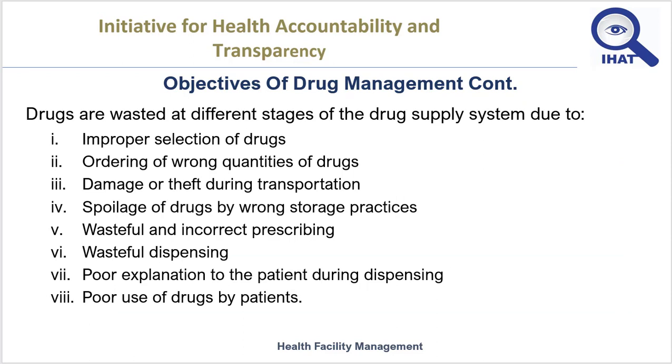Drugs are wasted at different stages of the drug supply system, and there are many reasons for this. It usually begins with improper selection of drugs and ordering of wrong quantities of drugs, damage or theft during transportation, spoilage of drugs by wrong storage practices, wasteful and incorrect prescription, wasteful dispensing, poor explanation to the patient during dispensing, and also poor use of drugs by the patients.